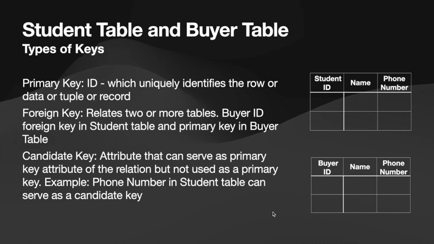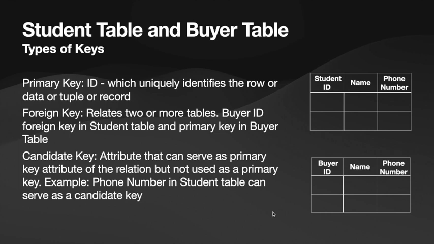When these two tables are combined together through buyer ID, then buyer ID becomes the foreign key in the student table in the combined data. If student ID is used in the buyer table, then student ID becomes the foreign key in the combined buyer and student table. So this is primary key and foreign key. Primary key is unique. Primary key cannot be duplicate. There cannot be two records with the same identification number. So primary key is unique, and it is mainly used as a foreign key.